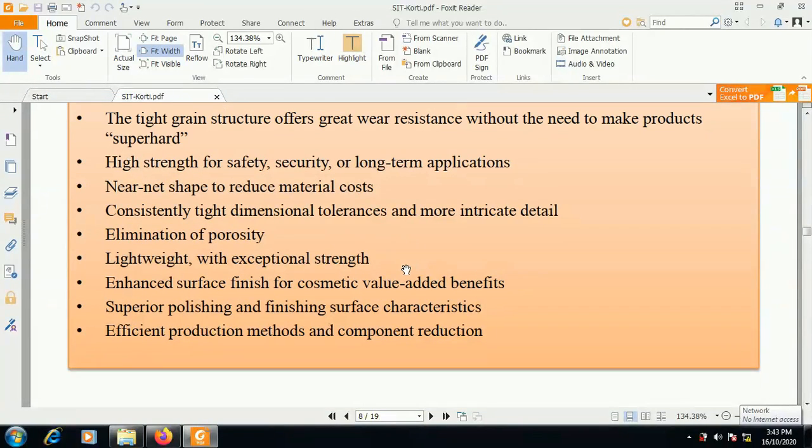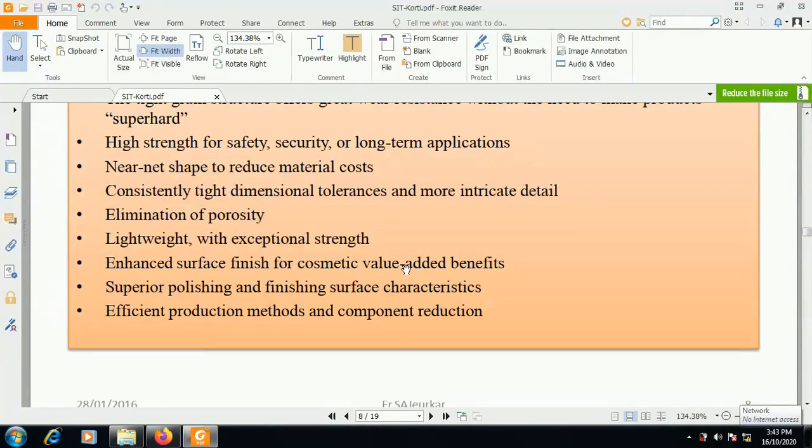Consistently tight dimensional tolerance and more intricate details are produced. In the case of casting, we have to keep extra material on the surface of the cast part that will be removed by secondary machining. 2 to 3 mm of material is kept extra on the cast part. Again, this is not required in forging. More intricate details you can produce. The porosity defect which occurs in casting is eliminated completely.